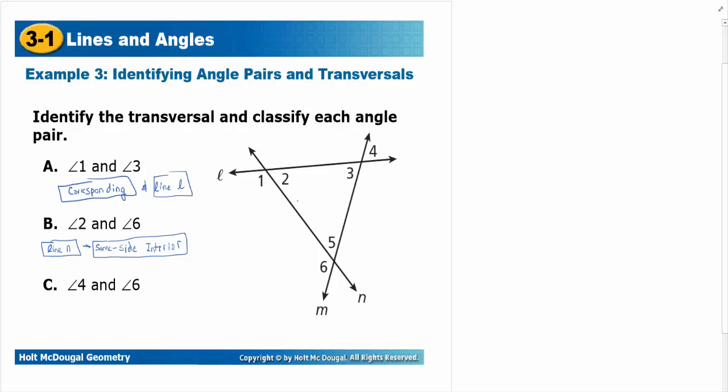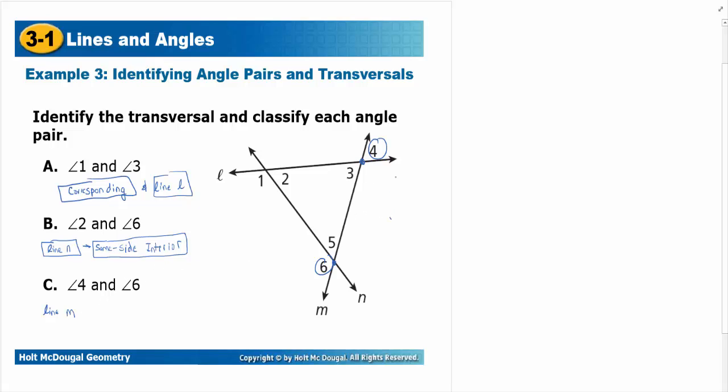Okay. Angle 4 and 6. So we've got angle 4, we've got angle 6. Let's see, where is this line touching it twice? That's going to be this guy right here, line M. So that's going to be our transversal in the third one, line M. And now we want to look at these.